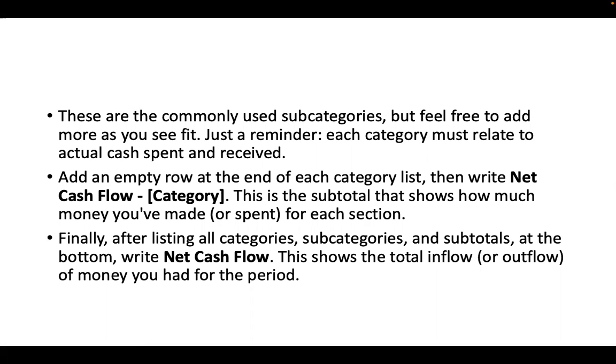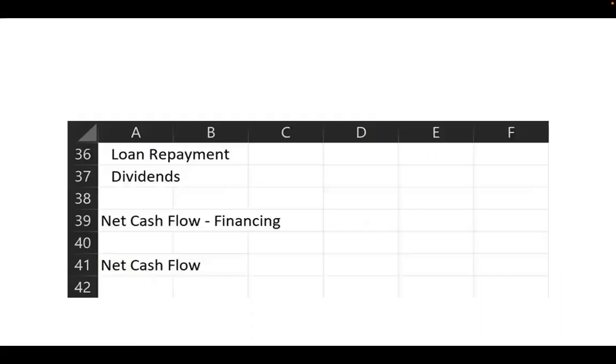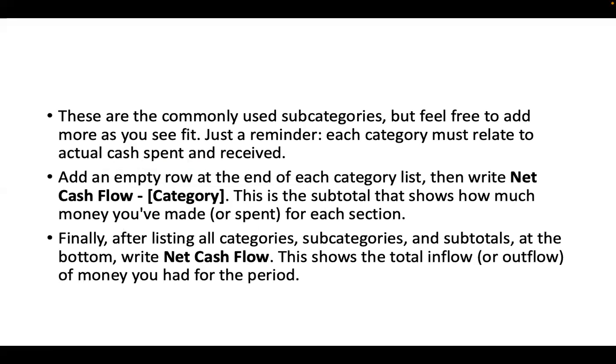Add an empty row at the end of each category list, then write net cash flow. Okay. I'll just show you. So this is net cash flow for financing, net cash flow for operating, and net cash flow for the third type. Okay. So add a new empty row at the end of each category, then write net cash flow. This is the subtotal that shows how much money you have made or spent for each section.